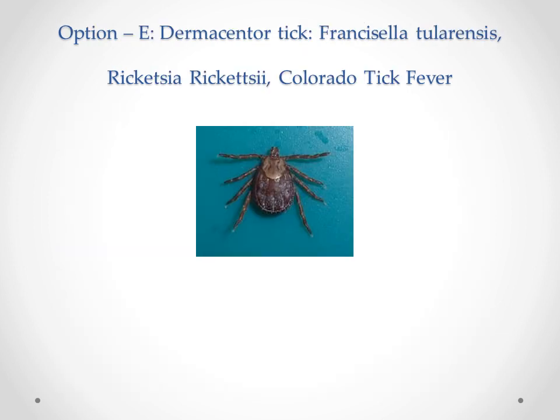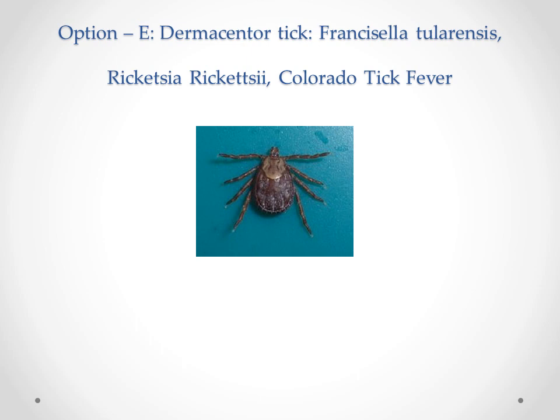Alright, so coming to option E. Option E is the Dermacentor tick. Now you can clearly differentiate this from the Reduviid bug, right? It looks completely different, and you could have this image on your exam also. The Dermacentor tick transmits three very, very crucial diseases. All three are tick-borne diseases or vector-borne diseases. The diseases are Francisella tularensis, Rickettsia rickettsii, and Colorado tick fever. So remember all these three. Francisella tularensis, Rickettsia rickettsii, and Colorado tick fever are transmitted by the Dermacentor tick.